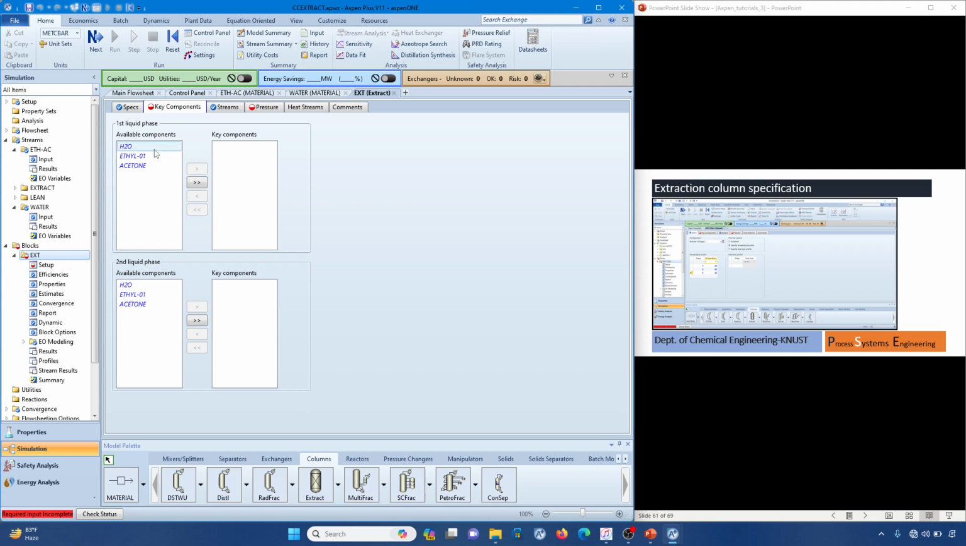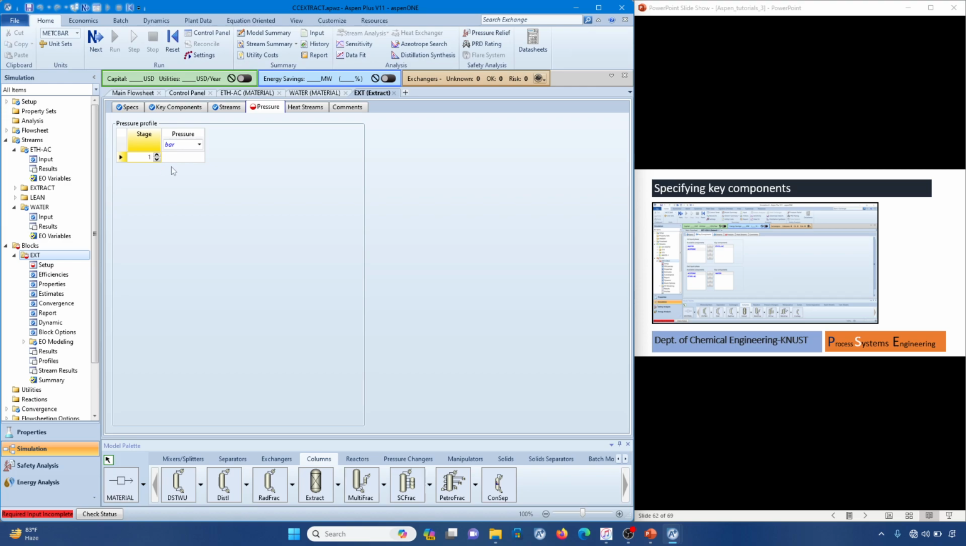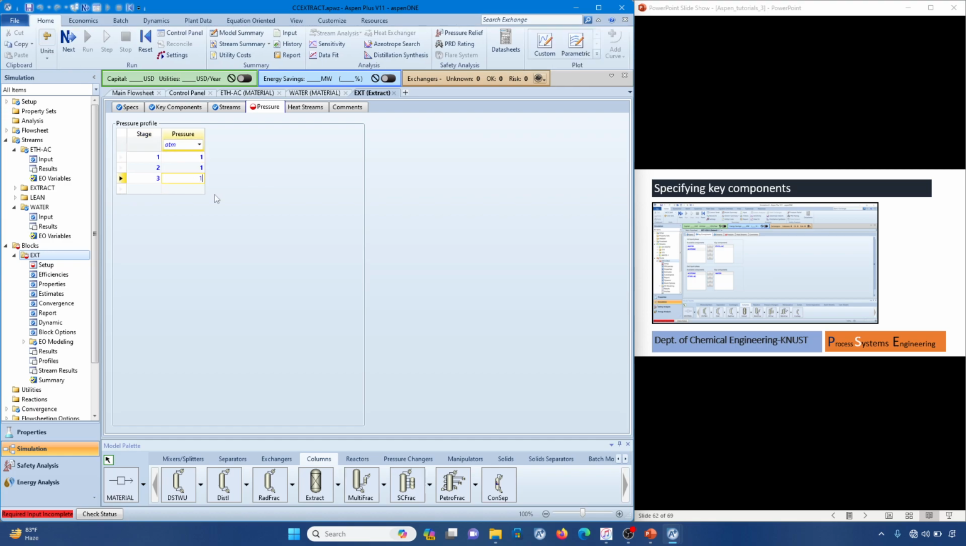And the key component. So we select the material in the feed phase that we expect to recover in the raffinate. And here, the solvent phase that should be in the extract. And we go specify the pressure. That should do it. Should be able to run the simulation.